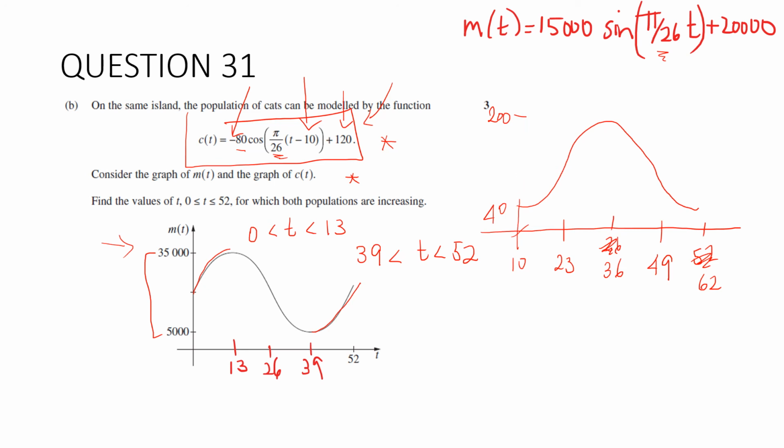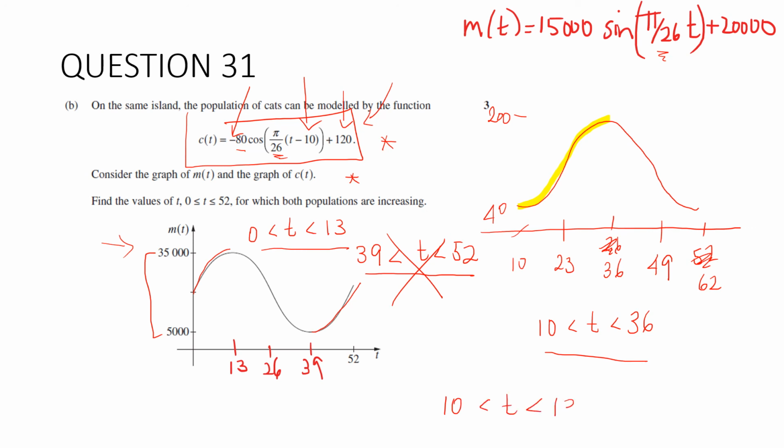Now it's not entirely how it works because I haven't put the axis in. This axis really needs to move over, but we can kind of see where this thing is increasing, can't we? From here all the way up to here. So I don't really need to continue the graph on. So in fact the cats are increasing between 10 and 36. So where is the commonality between these inequalities? Between 0 and 13 the mice is increasing, and between 10 and 36 the cats are increasing, so both populations are increasing between 10 and 13.